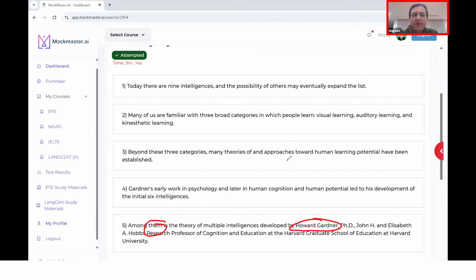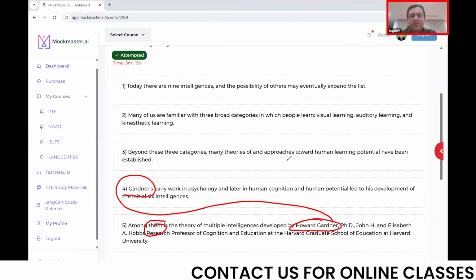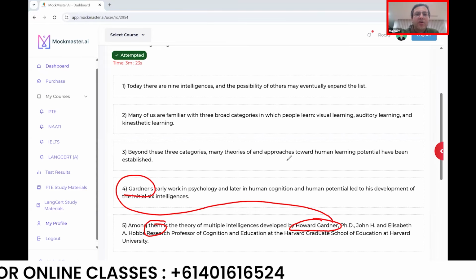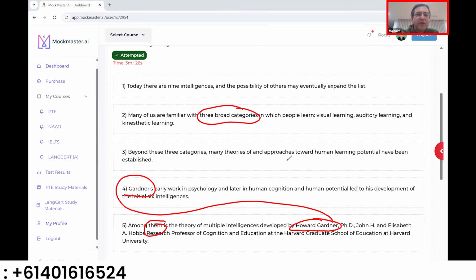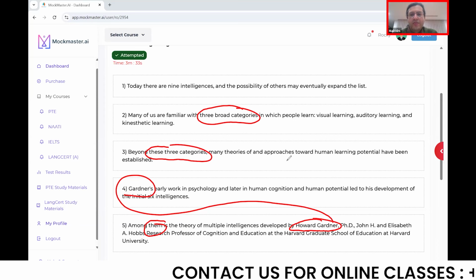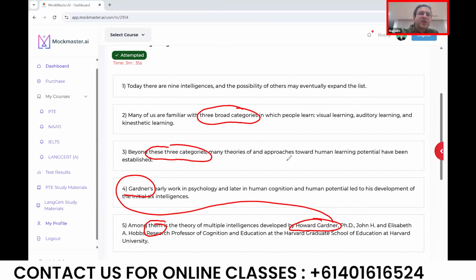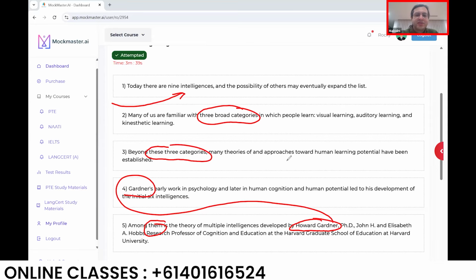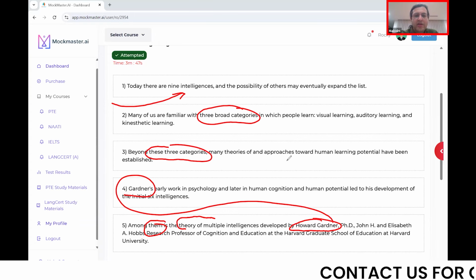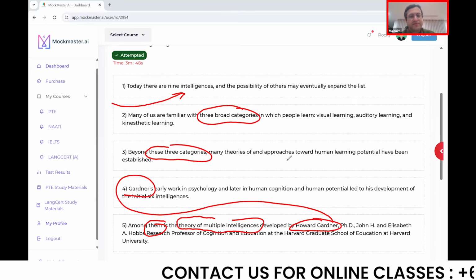Second, you have the full name here, Howard Gardner, and then you have the last name Gardner. So what will come first? Obviously the full name. Then you have 3 broad categories, and then you have beyond these 3 categories. And finally, you have something like today there are 9 intelligences. So today obviously will come somewhere later. And then you have the theory of multiple intelligences.